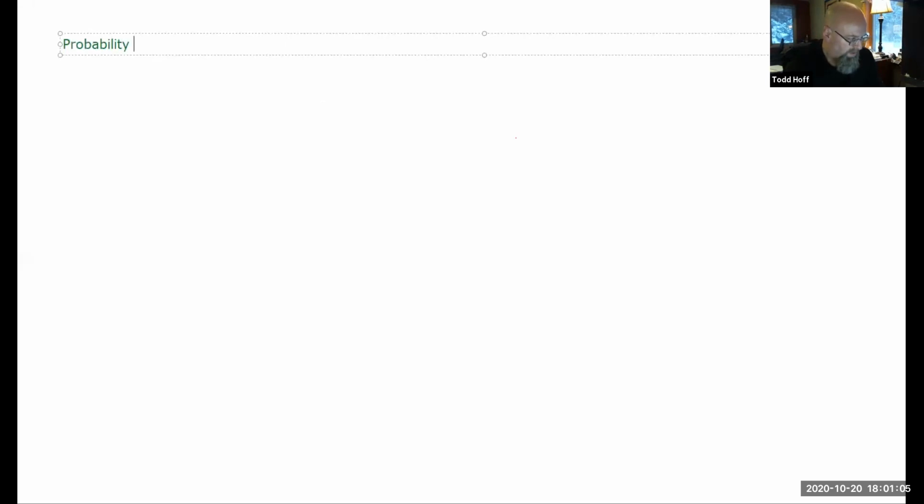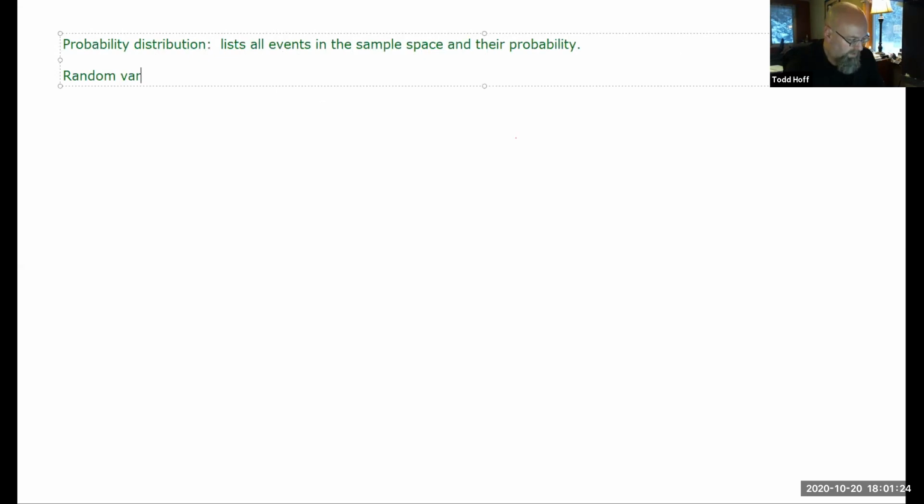The probability distribution lists all responses, or all events in the sample space, and their probability. So we have a random variable, and this is just a numerical, for this unit at least, it's numerical, a random variable whose value depends on the outcome of a chance experiment.